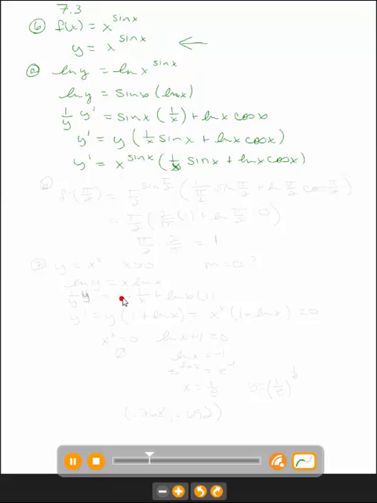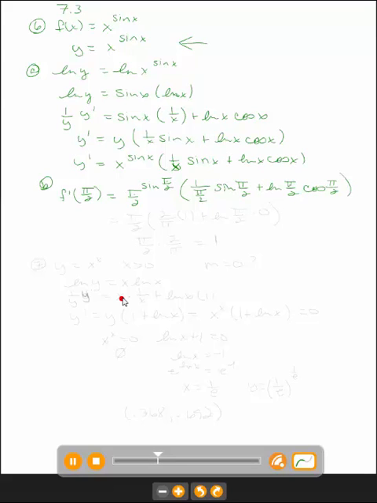This is exactly the same answer that's in the book. So you can choose either method. Part B says, now that you have that information, figure out what f prime of pi over 2 is. So that's going to be pi over 2 to the sine of pi over 2, 1 over pi over 2 times the sine of pi over 2, plus the natural log of pi over 2 times the cosine of pi over 2.